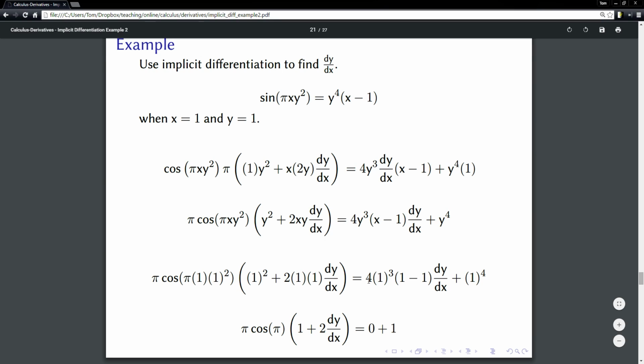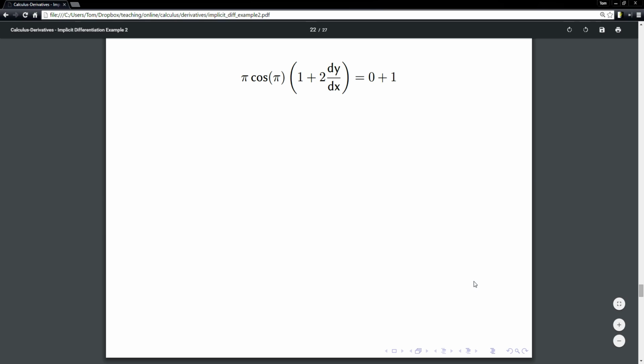Over here, I have 4 times 1 cubed, but then I multiply by 1 minus 1. 1 minus 1 is 0. So that's going to zero this entire part of the expression out. And I'm just going to get a 0 here. So that's why I have this 0. And then 1 to the fourth is just 1. Okay, so that's what I have when I simplified it out.